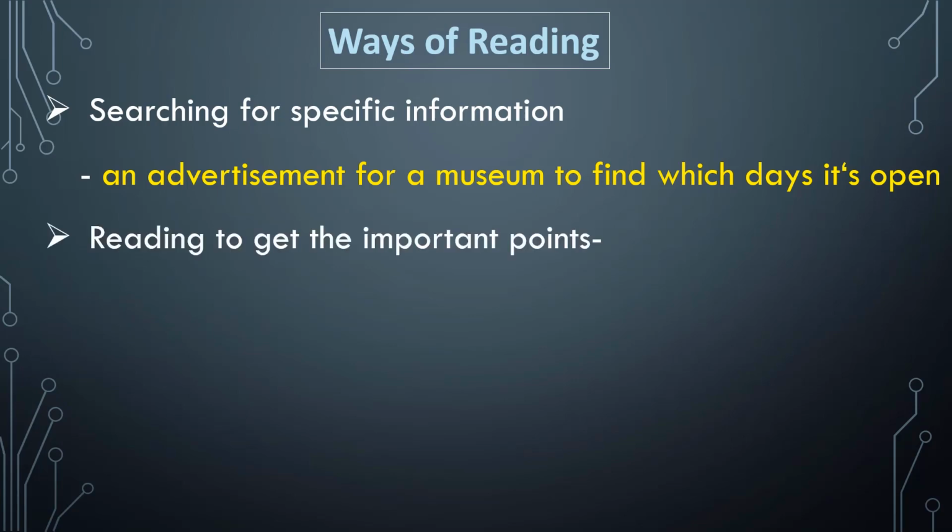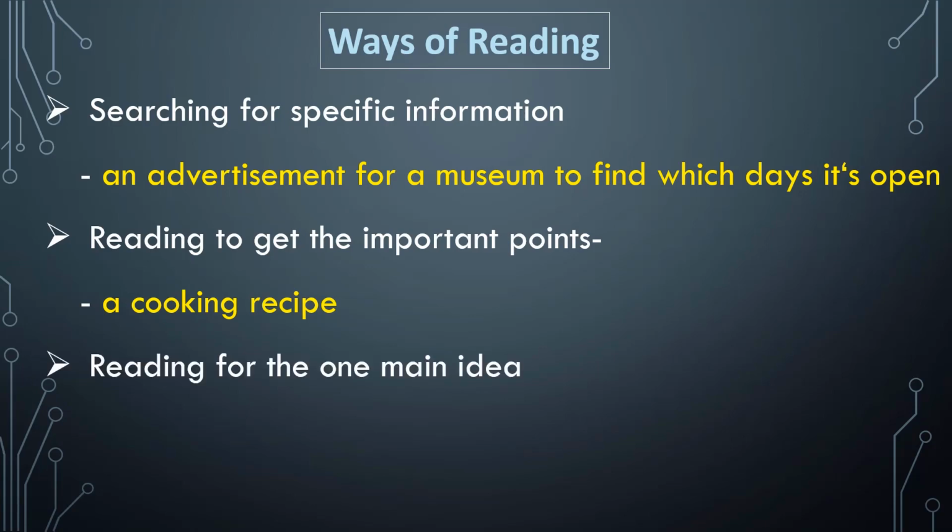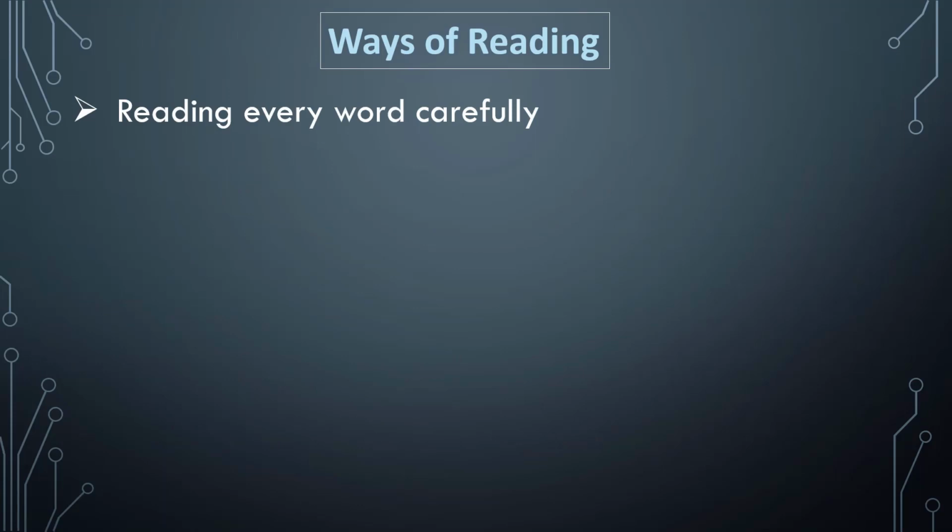Reading to get important points. We can read a cooking recipe to get information about the ingredients of that item or what are the steps of making that item. These are the important points of this recipe. Reading for the one main idea. We can read a newspaper review of a new film to get an overall idea or main idea about the film.